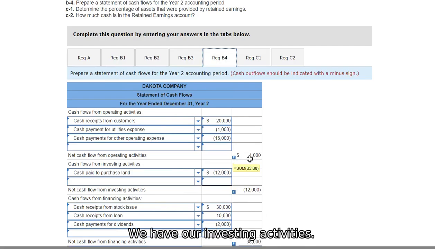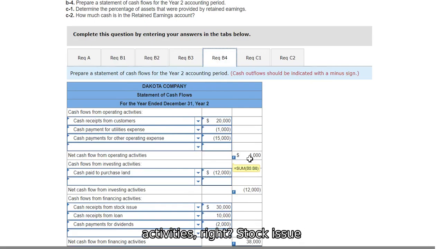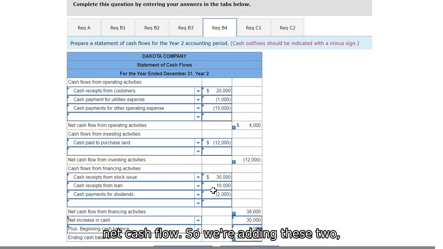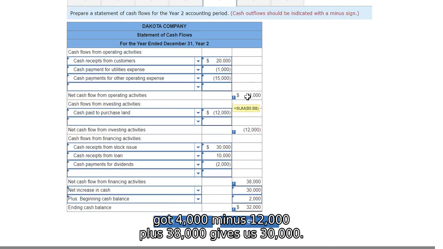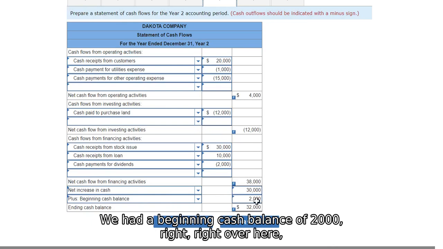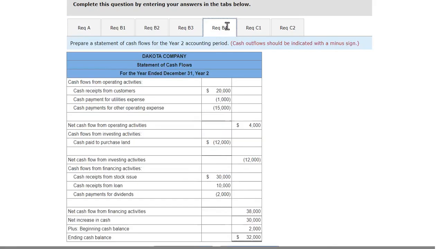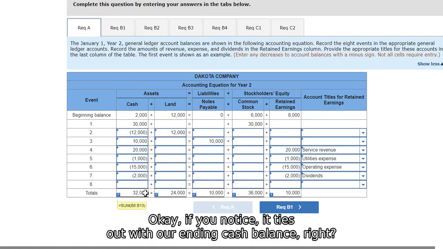Okay, we have our investing activities. There's our cash to pay to purchase the land. We have our financing activities, right? Stock issue from the loan, paid out dividends. There's our net cash flow. So we're adding these 2, subtracting that. Net increase in cash. So we've got 4,000 minus 12,000 plus 38,000 gives us 30,000. We had a beginning cash balance of 2,000, right over here. And our ending cash balance is 32,000. If you notice, it ties out with our ending cash balance.